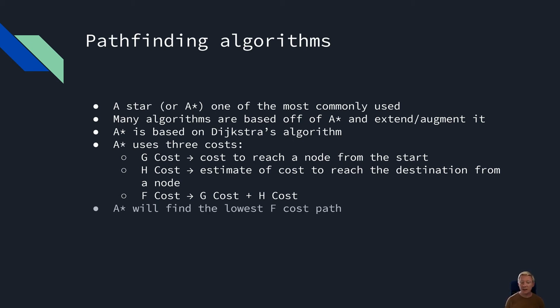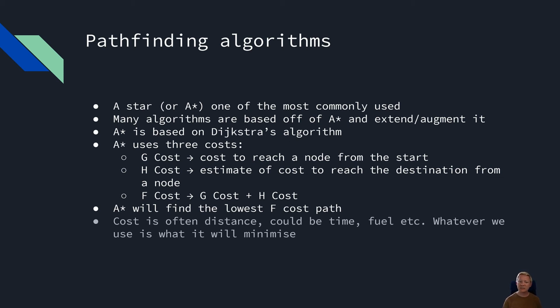And A-star uses that and it finds the lowest F cost path. That's what it will do. And it will reliably do that for us. And typically that cost is a distance, but it doesn't have to be.